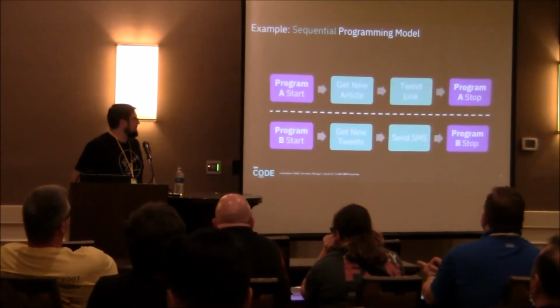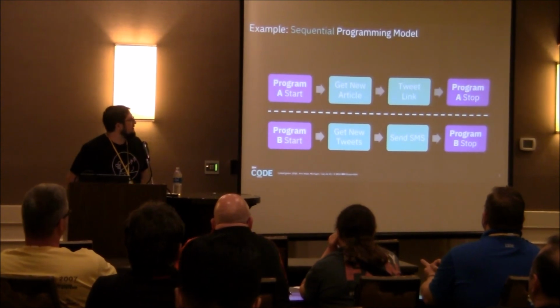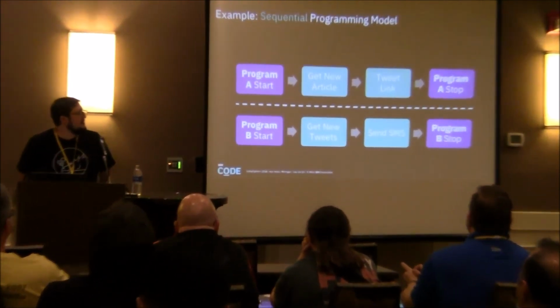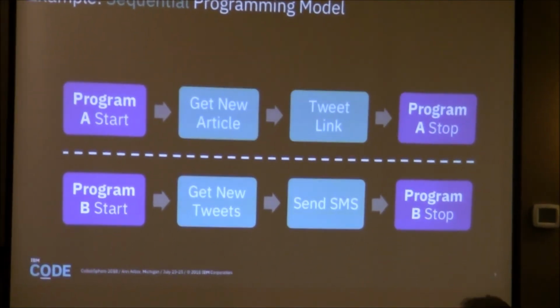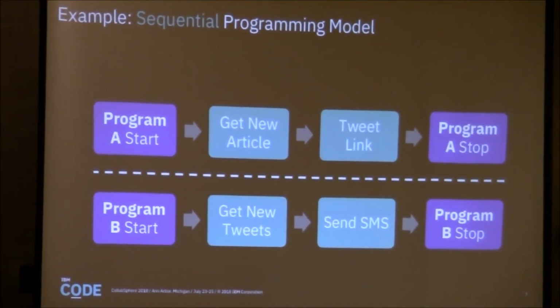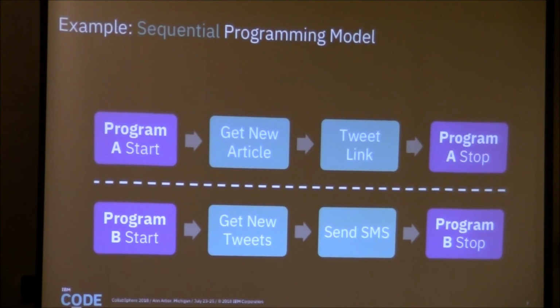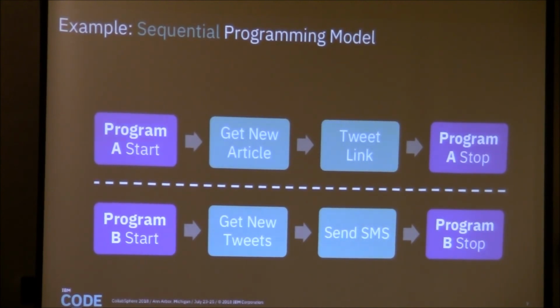So you sit down to write program A, and program A, you decide, is going to go get a new article from some blog, and then it's going to get the link out of that article, and it's going to tweet it out on Twitter, and that's what the program does. It has a clear start and finish. There's a clear beginning and end.